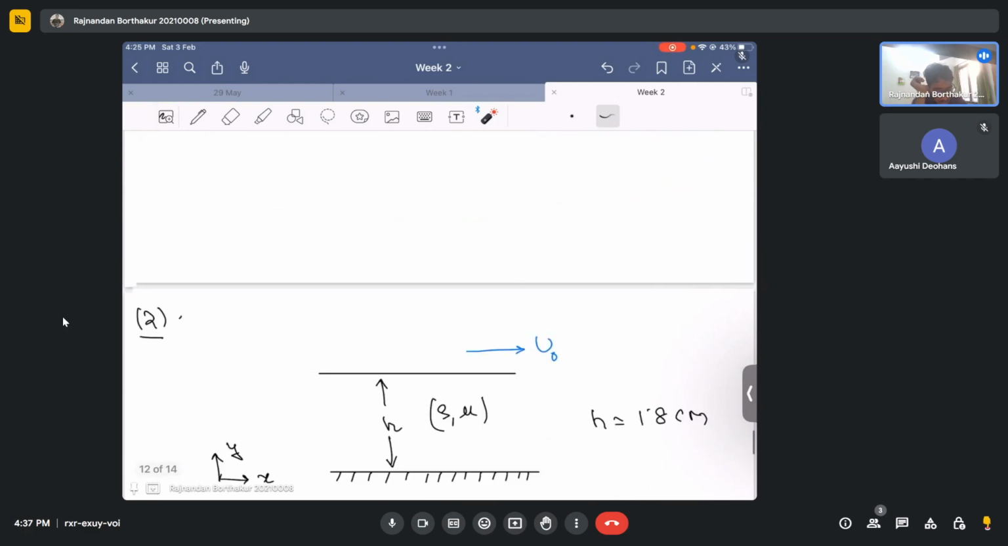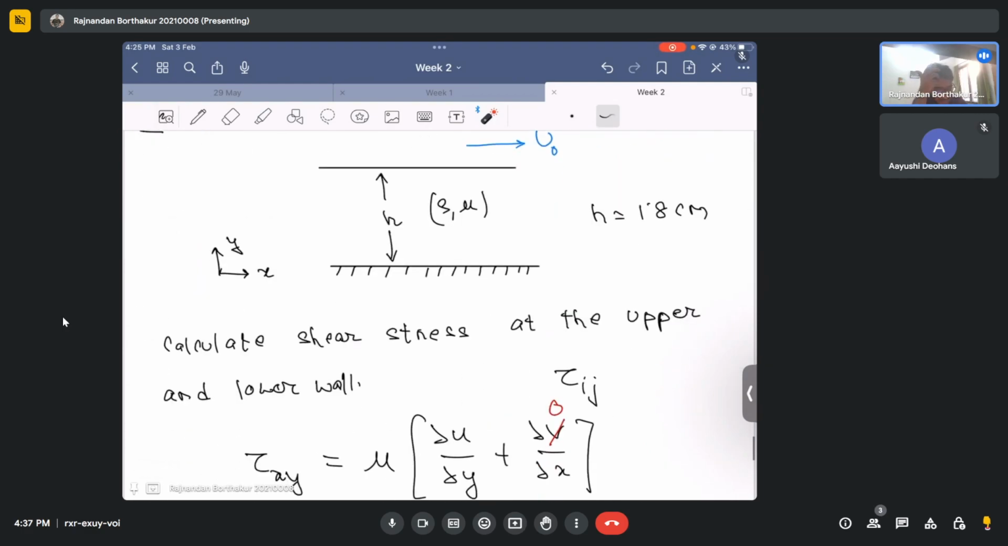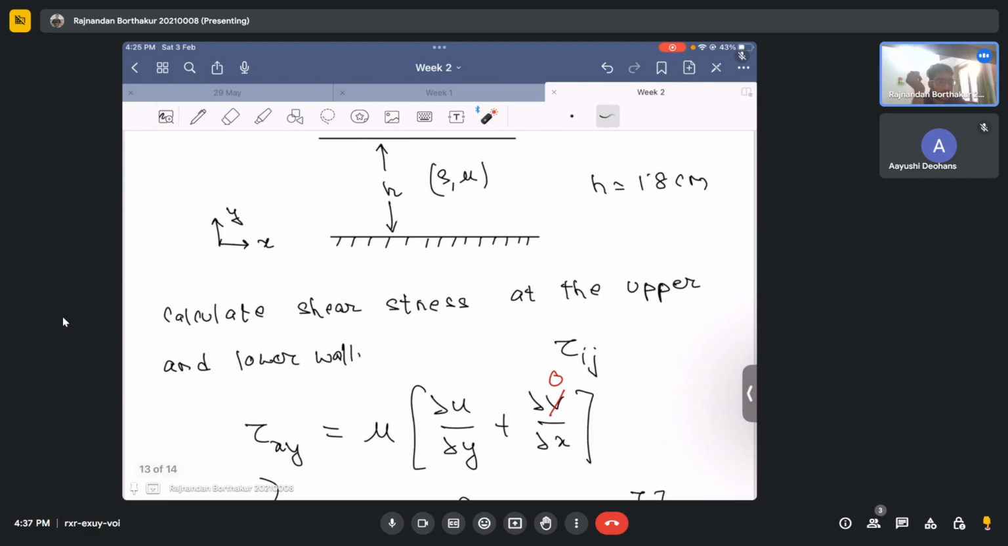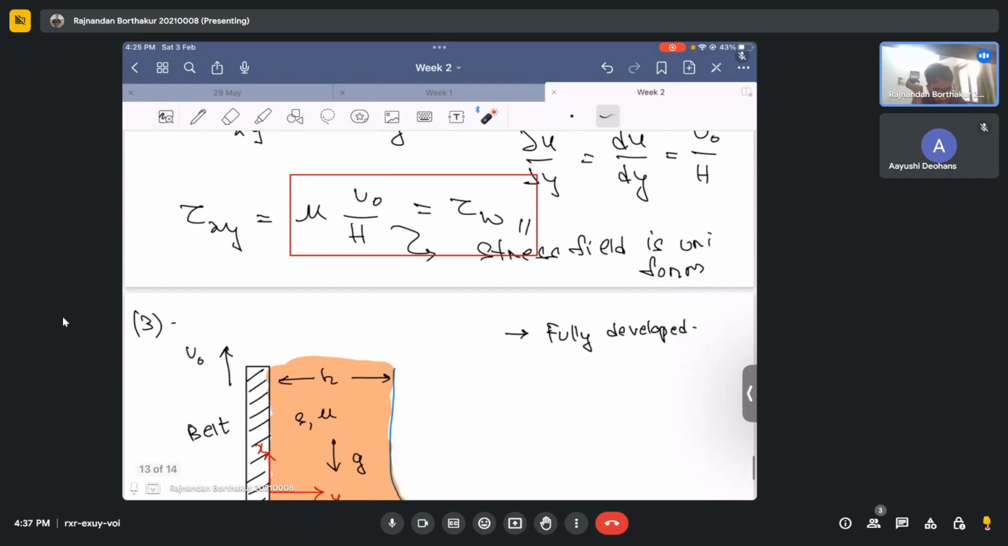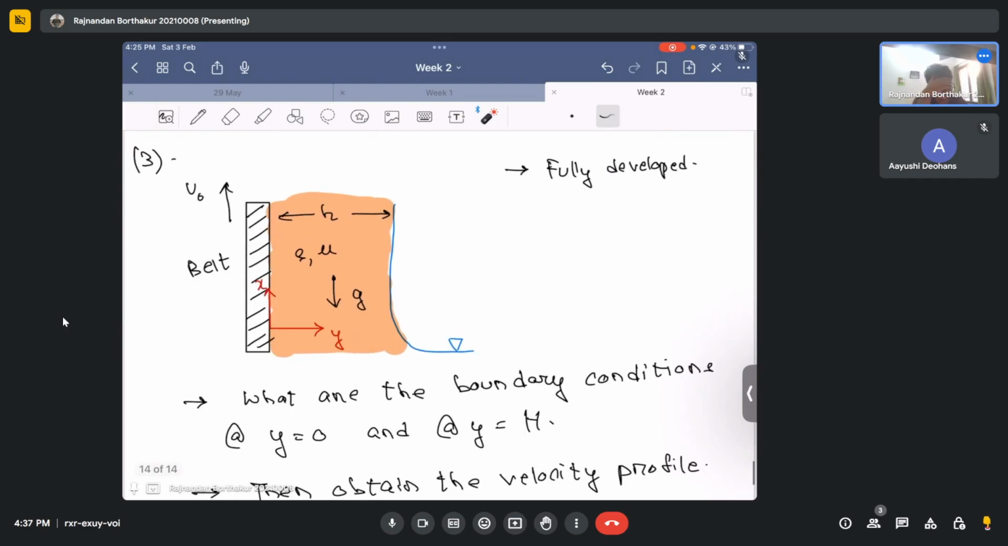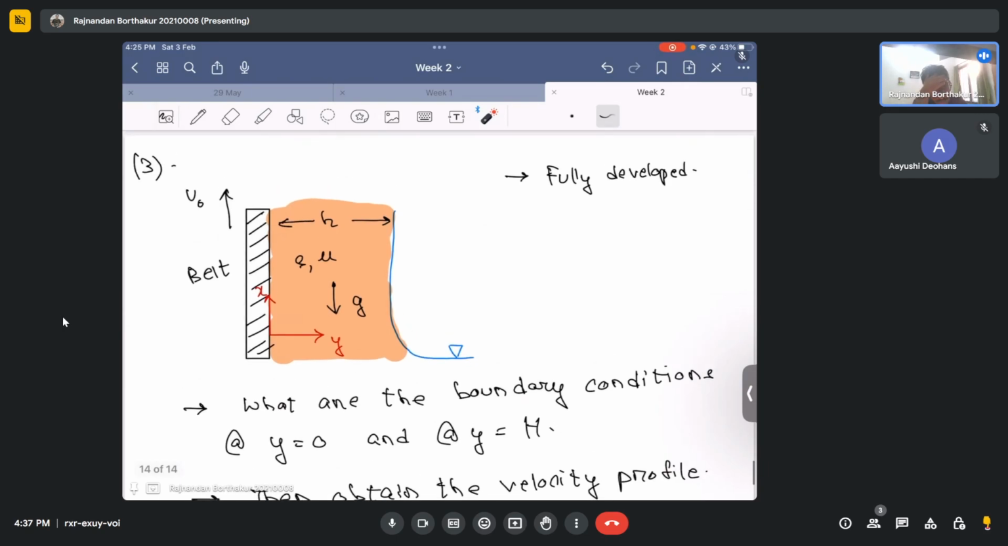And then we solved a very simple problem of calculating the shear stress. In fact, calculating the wall shear stress of a simple Couette problem. And yeah, so this third problem, I'll just briefly put this third problem into the picture, and then we will solve this in the next class.